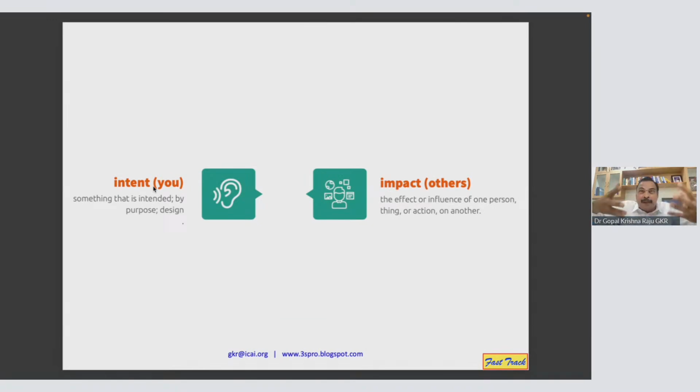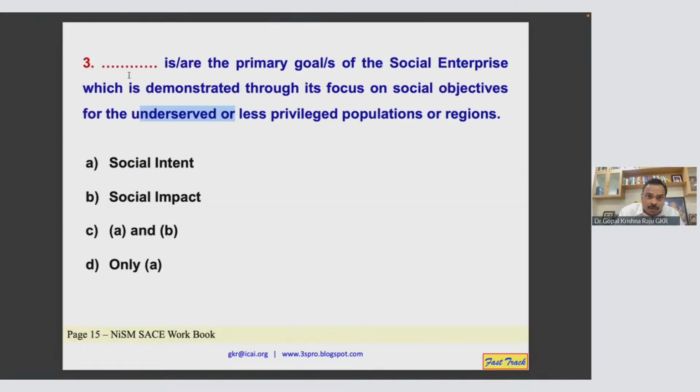What is the impact? What you create outside. So intent is inside, impact is outside. I used to say in Tamil, intent means nokam, and impact means what is the solution you bring. Okay, so both are the primary goals.